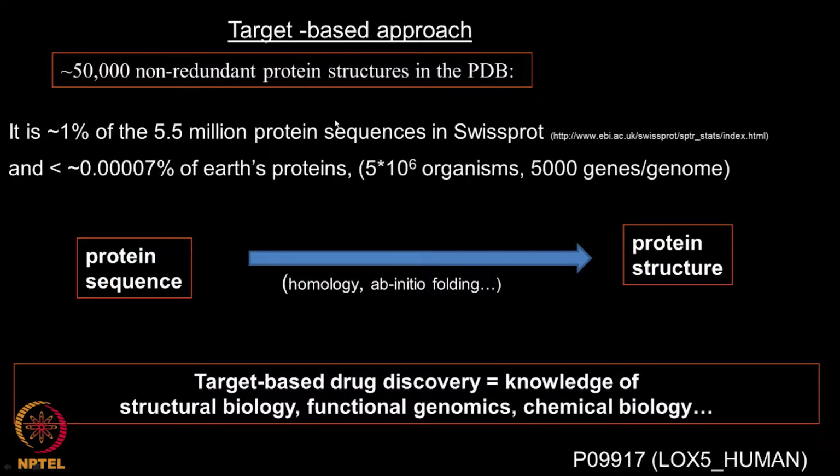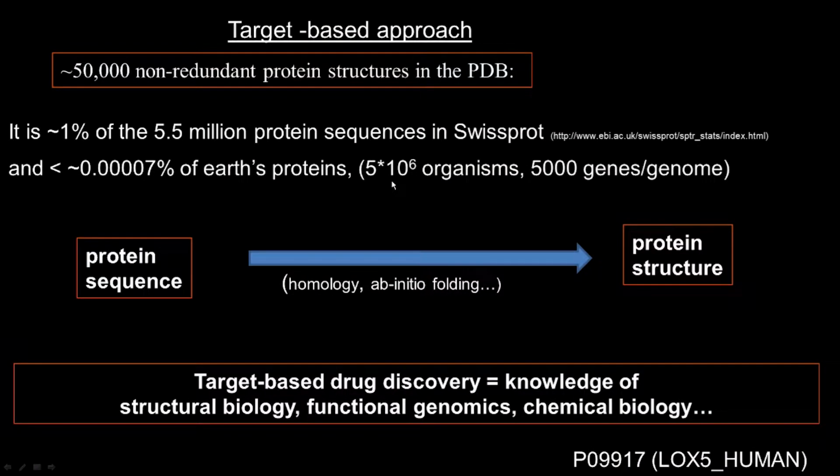If you look at the Protein Data Bank, it has 3D structures of 50,000 proteins, which is 1% of the 5.5 million protein sequences, that means two-dimensional sequences, available in SwissProt, which is 0.00007% of Earth's proteins. Earth has a lot of organisms and genes, so we have very little knowledge about the sequences of proteins found on Earth, and still very little detail about their three-dimensional structures. So there is a lot of scope for the next several hundred years.